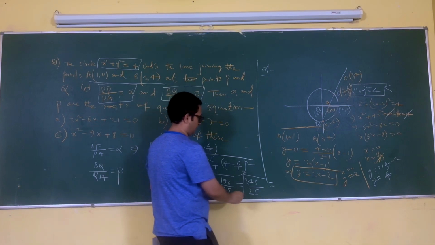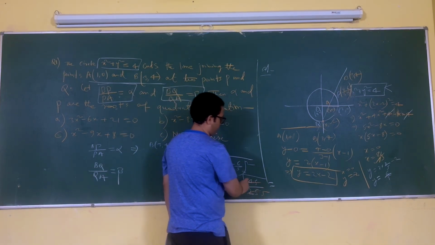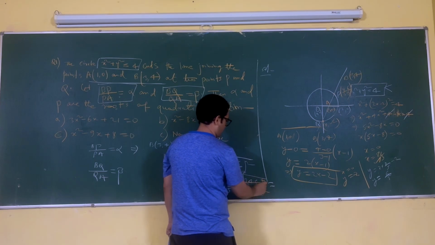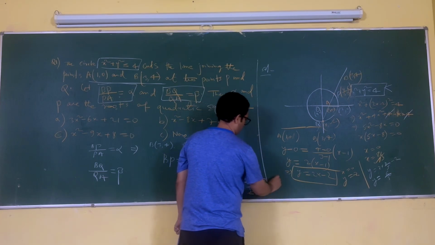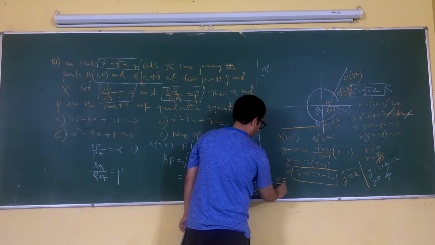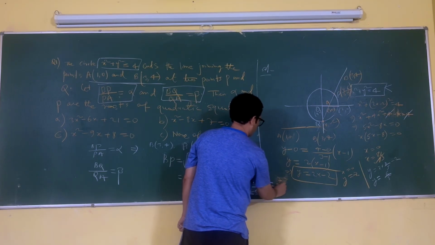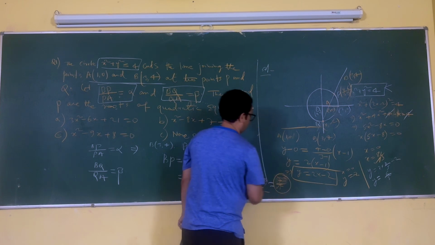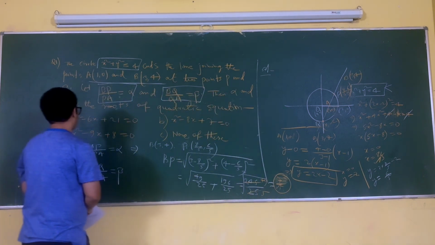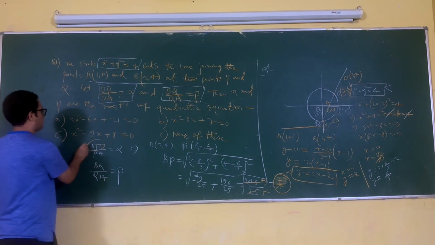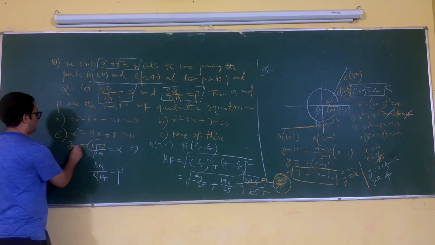So if you cancel it, 5 5s are 25, and this will be 5 4s are 20 and 5 9s are 45. So root 7 upon, it will be 7 upon root 5. So the value of BP is, how much? 7 upon root 5.